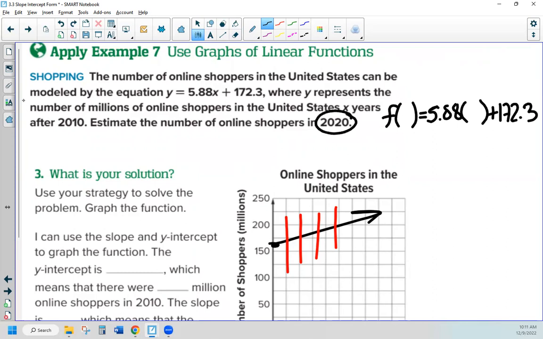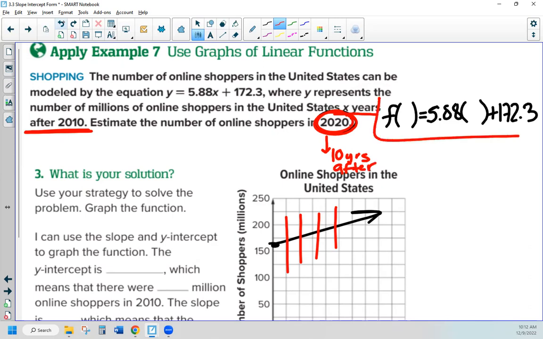How many will we have in 2020? Now, what you don't want to do here is input the number 2020, because we're trying to input the number X. And what is X? Take your time. X are the years after 2010. So how many years after 2010 is this right here? That's 10 years. That's 10 years after. So that is the input that we want to use here.